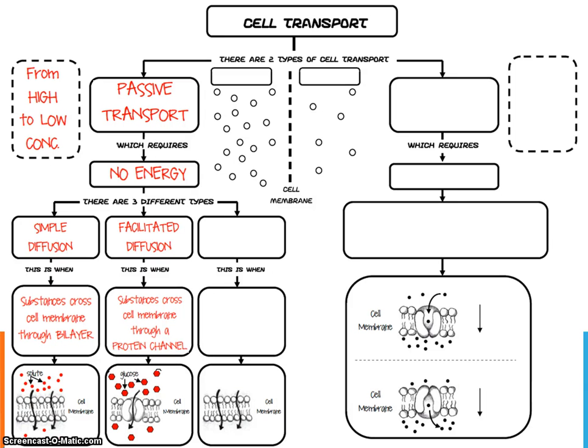Okay, so let's say this is glucose. Glucose is kind of big. It's not going to be able to get right on through, and it's going to have to work a little bit, or not really work as an energy, but it's going to have to go through something else and not on its own. So that's facilitated diffusion.